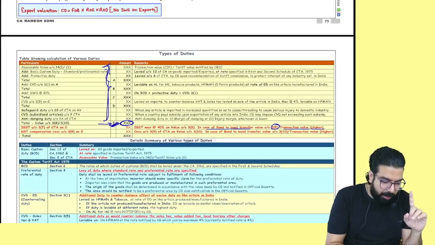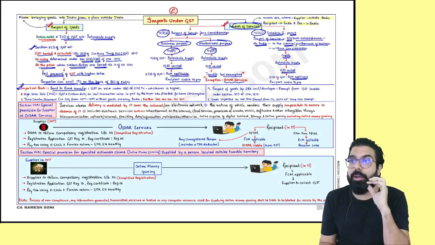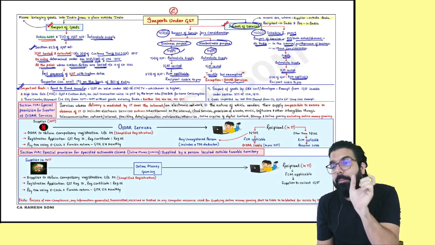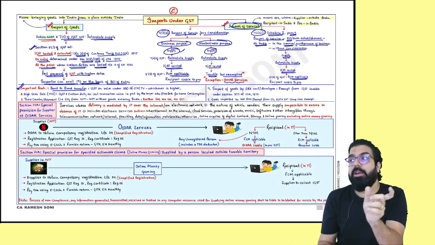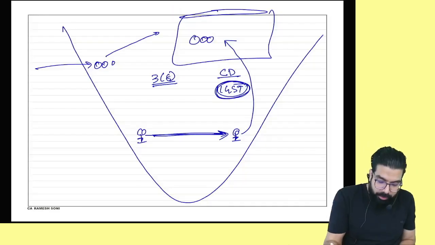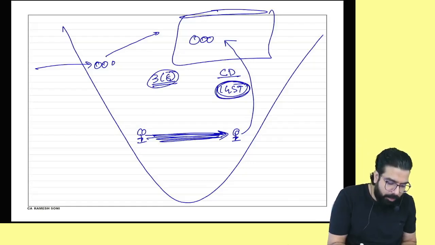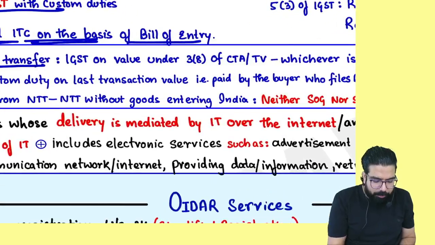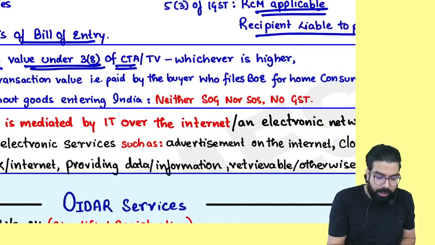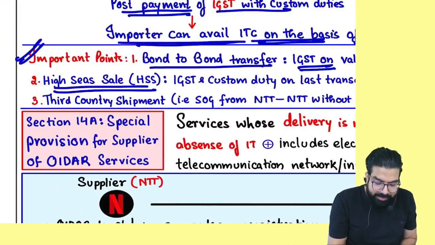I like this point from an exam point of view. If they by chance ask you on bond to bond transfer, normally custom duty will come. But IGST will be on what? IGST will be on the transaction value or the section 38 value, whichever is higher. So in bond to bond transfer, IGST is on the section 38 value of the Customs Tariff Act or the transaction value, whichever is higher. The next is high sea sale.